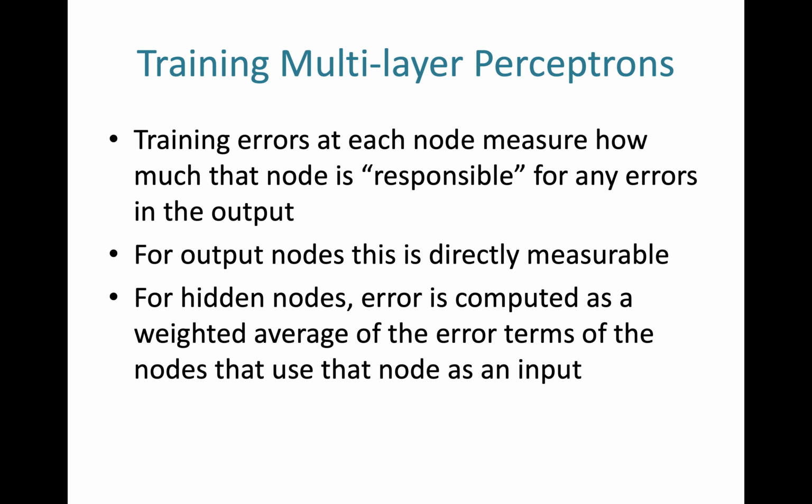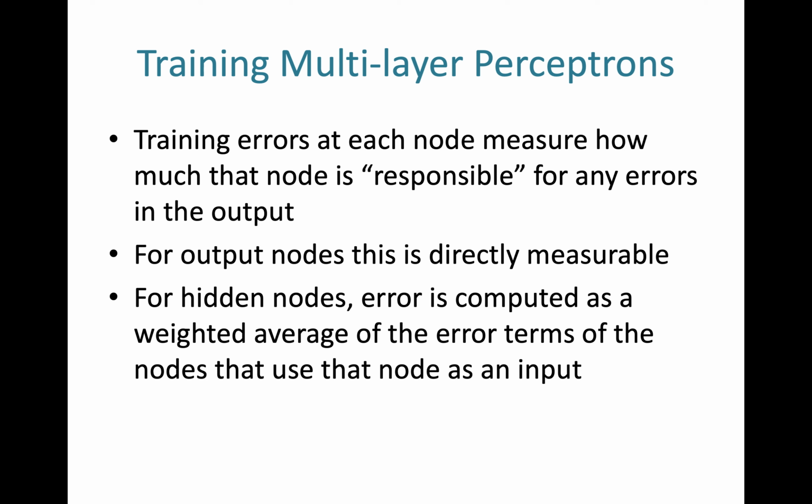The way the network is trained, as I was saying, is informed by the training errors, right? So what errors are we getting at the output? For the output nodes, it's crystal clear. You just look at the difference between the target and the actual output value. But for the hidden nodes, it's not.